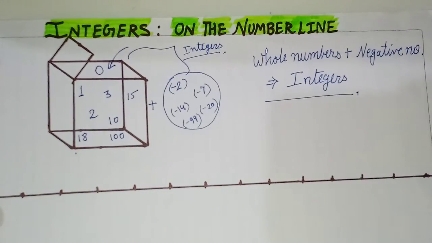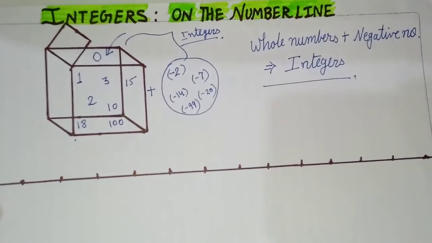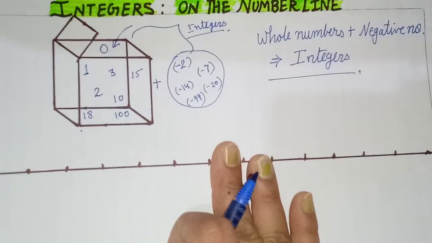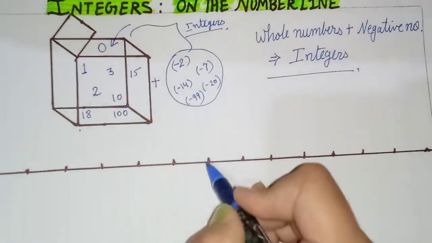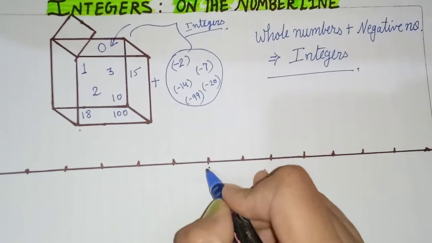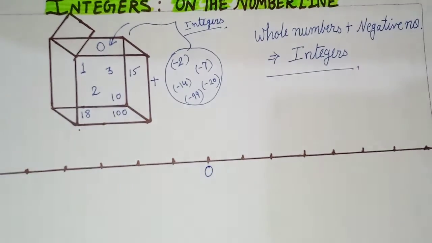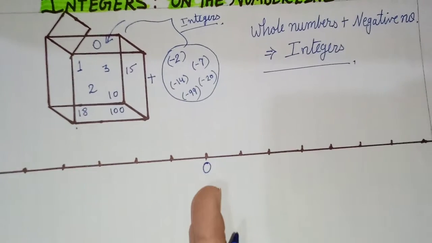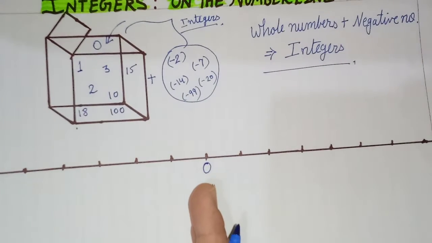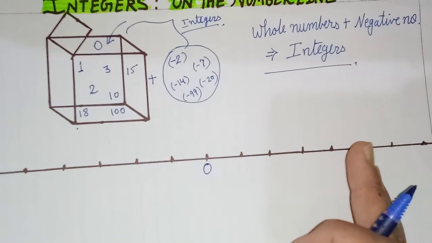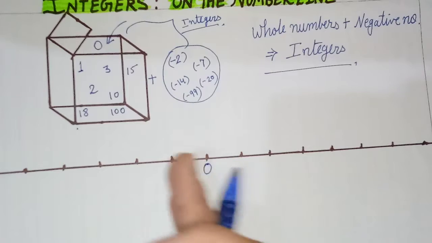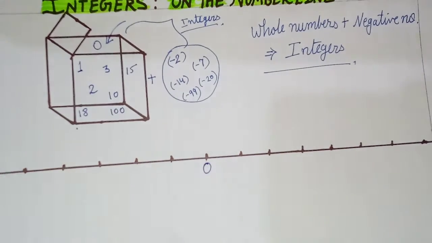Now we will see the representation of integers on the number line. Number line is a line whose center is 0. Suppose this point is the center. I am starting from here, so I am marking it as 0. We always see the numbers through the 0. If we go to the right side of the 0, we get all the positive numbers. And if we go to the left of the 0, we get the negative numbers.